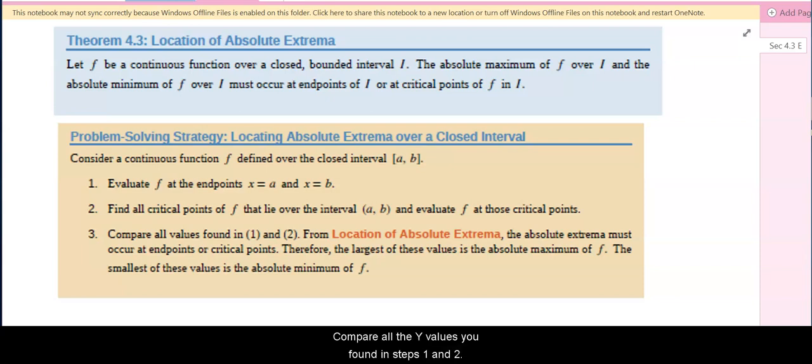Compare all the y values you found in steps 1 and 2. The largest y value is the value of the absolute maximum. Where it occurs is the x value. The absolute minimum is the lowest y value you found in steps 1 and 2. Where it occurs is the x value. Let's move on and take a look at a couple of examples.